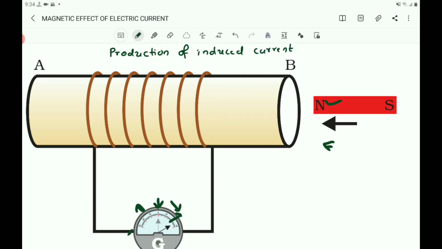So, the changing magnetic field linking with the coil induces EMF, electromotive force or potential difference, in the coil. But if both the coil and magnet are stationary, then no potential difference is induced in it. So that is the conclusion we made here.